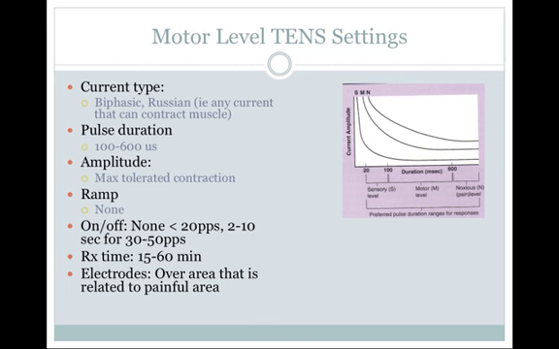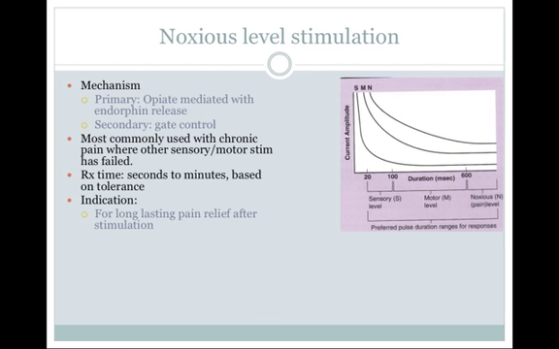Okay, so treatment time can be anywhere from 50 to 60 minutes. And you're going to take the electrodes and put them over the area that is related to that painful area. So noxious level stimulation then. This one is we're going to take that pulse duration out until we hit that noxious level or painful level of stim right here. All right, so this one, just about guaranteed, no one's seen this one done. But again, unfortunate because this one tends to work fairly well too.